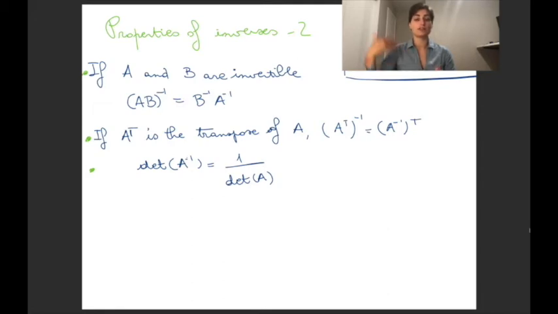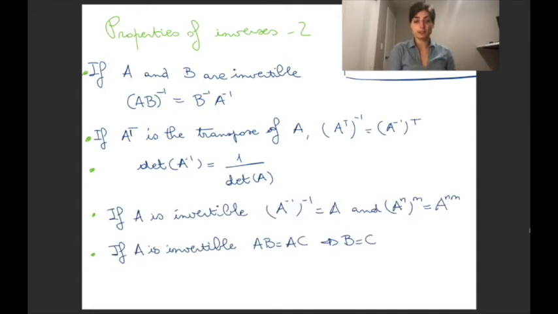We can introduce the transpose of A, that is the matrix in which we flip all the elements around the diagonal, with the diagonal being fixed. Then the inverse of the transpose is the transpose of the inverse. And the determinant of the inverse is 1 over the determinant of A. So this is one of the ways you see that when the determinant of A is equal to 0, you have a problem, because then the determinant of A inverse is infinity, and that is hard to achieve with a finite number of multiplications.